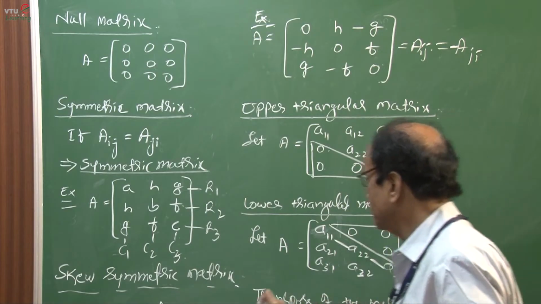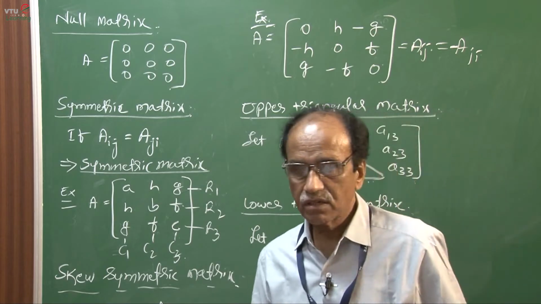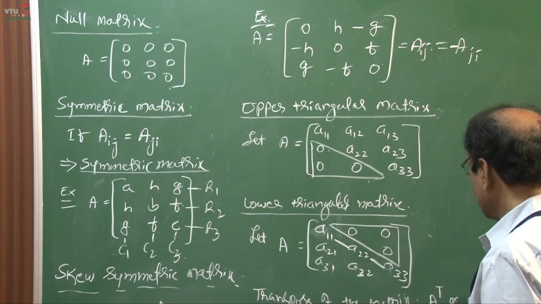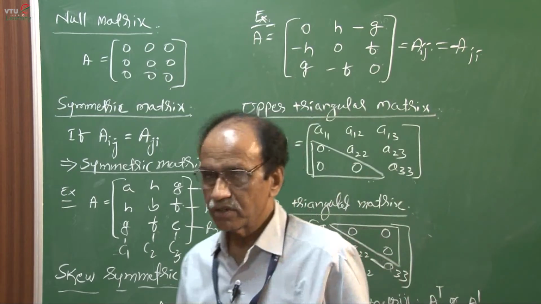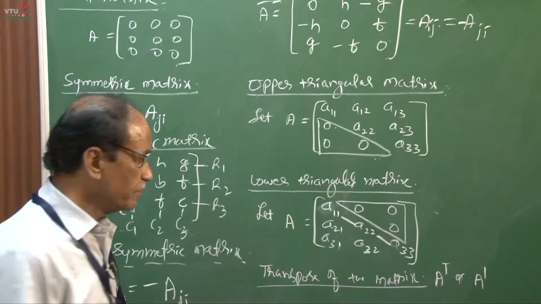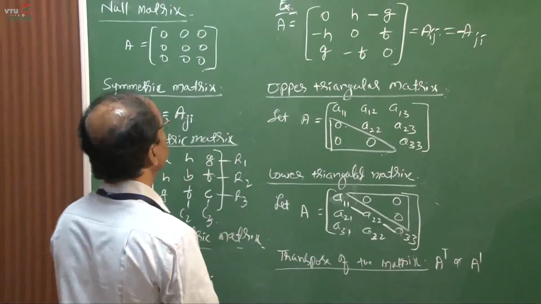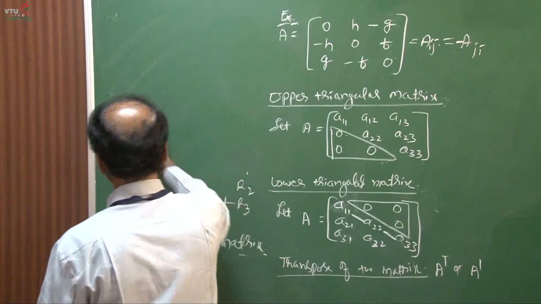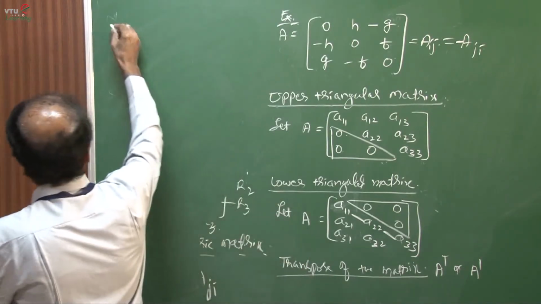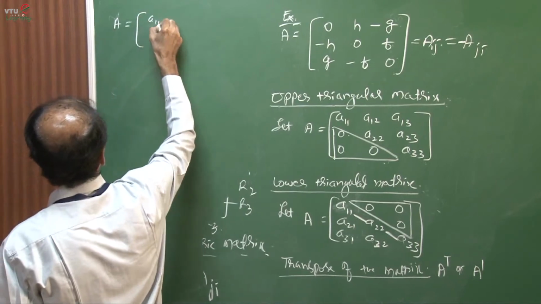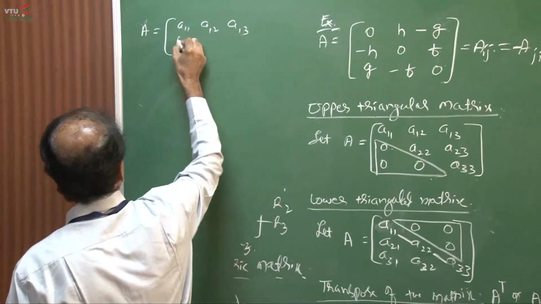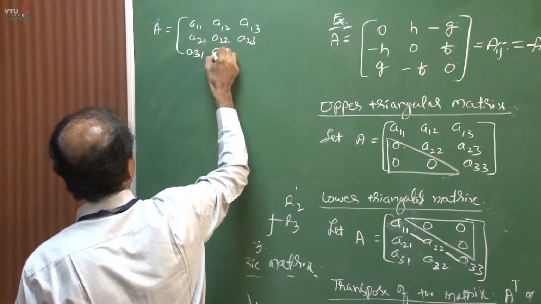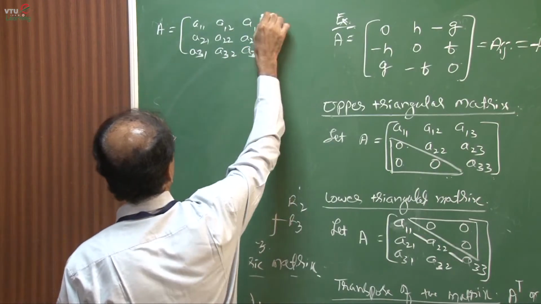Transpose of the matrix is nothing but interchanging rows and columns. It is denoted by A transpose, like AT or A dash. Any one symbol you can follow, and both symbols are accepted, A dash or AT. For example, if I write the general 3 cross 3 matrix, then how is this to be transposed? A11, A12, A13, A21, A22, A23, A31, A32, A33.